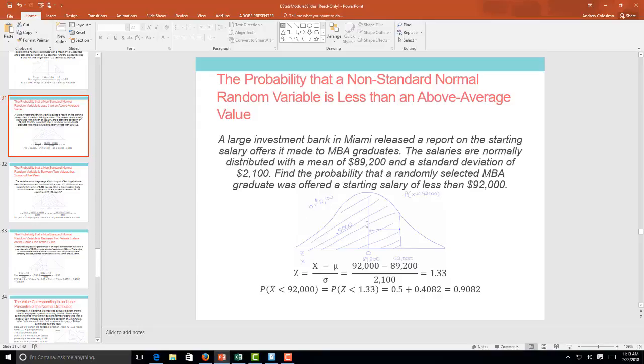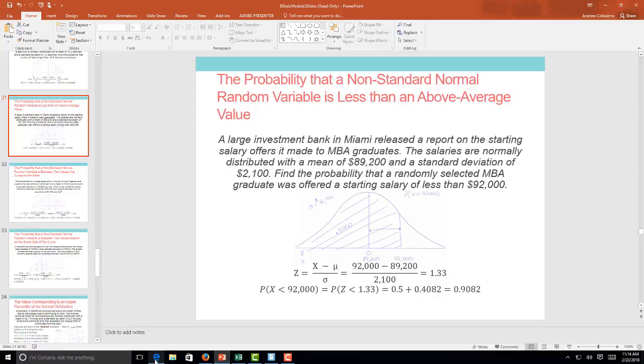And how we include that is by knowing that half of the curve is equal to 50%. So we're going to take our 50% and add that 0.4082 to it, and we get 0.9082. So the probability that a new graduate selected at random had a starting salary of less than $92,000 would be 0.9082, or percentage-wise, we could round it to 91%. Okay, so that's using the table as half.